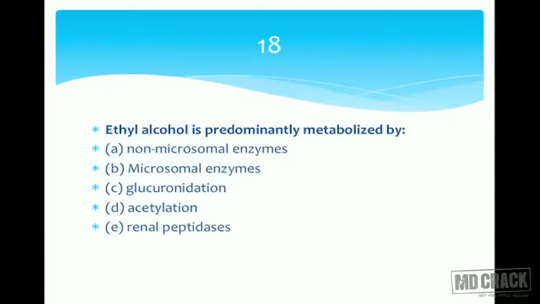That's question number 18. Ethyl alcohol is predominantly metabolized by non-microsomal enzymes, microsomal enzymes, glucuronidation, acetylation, and renal peptidases.